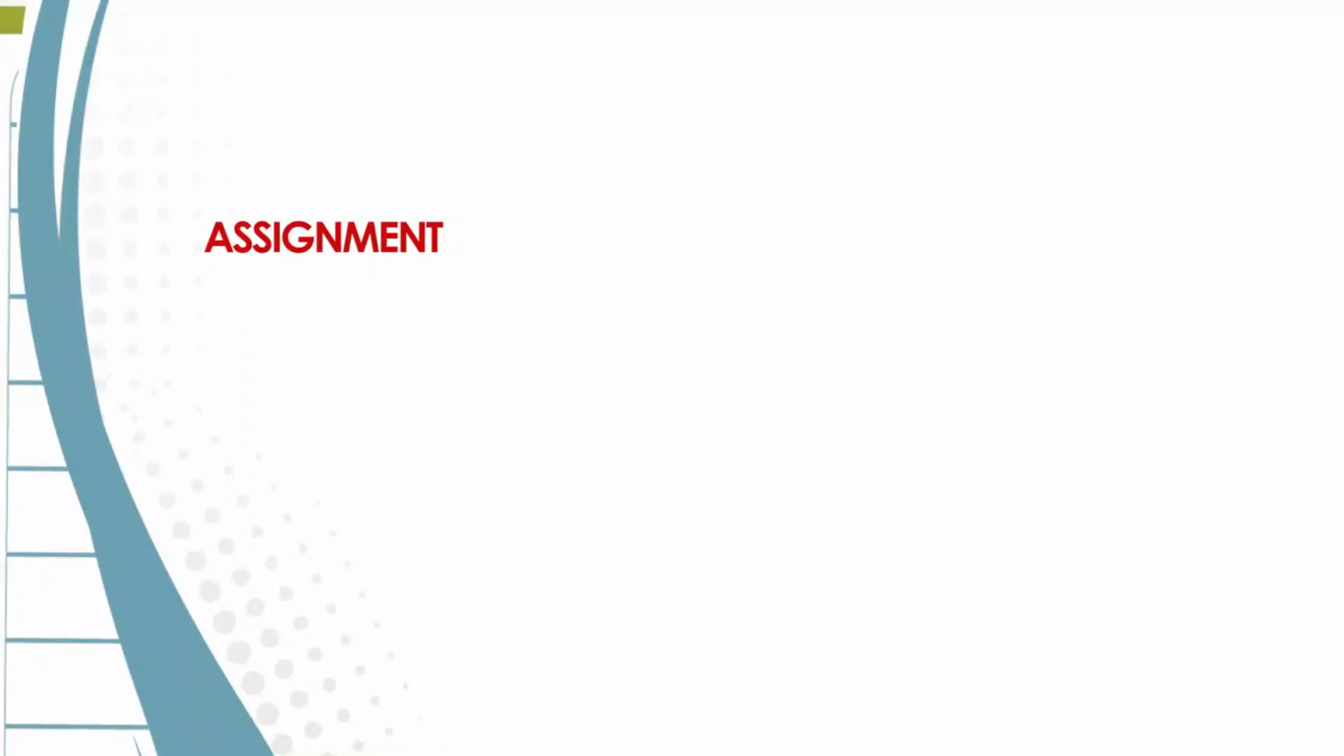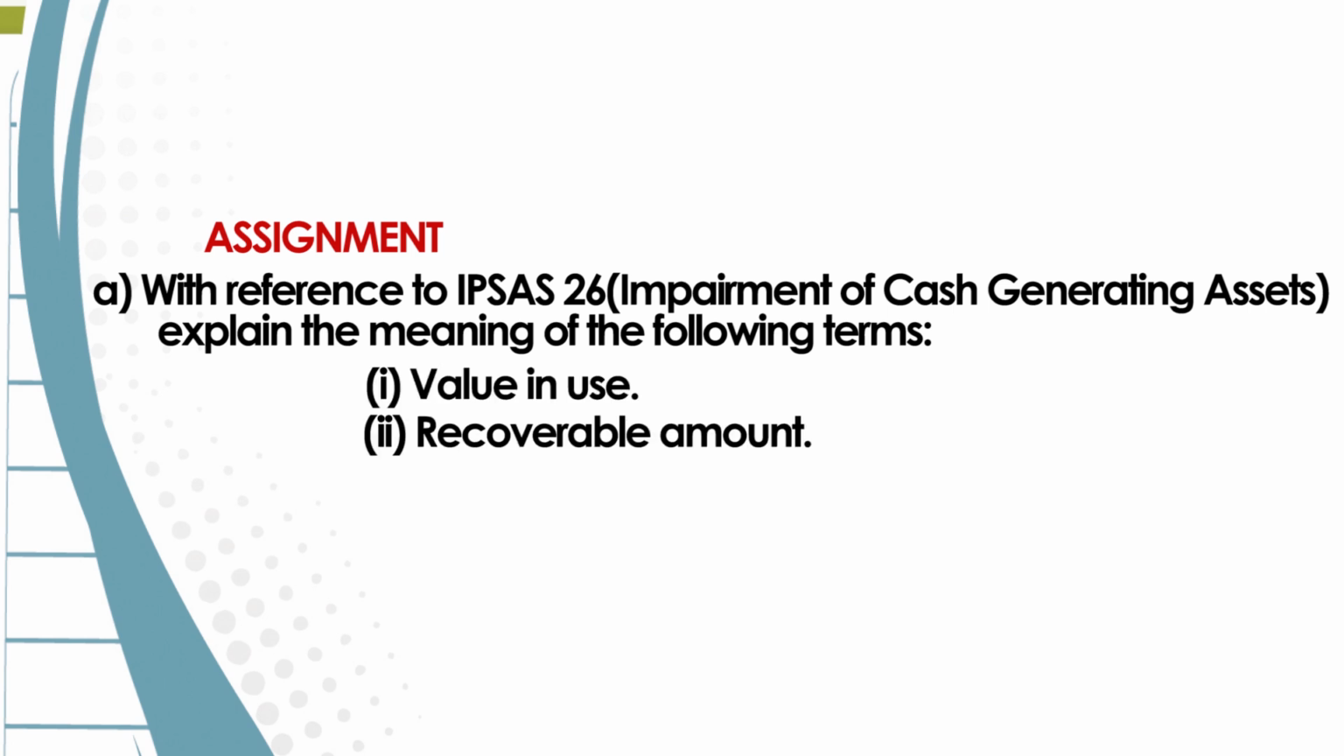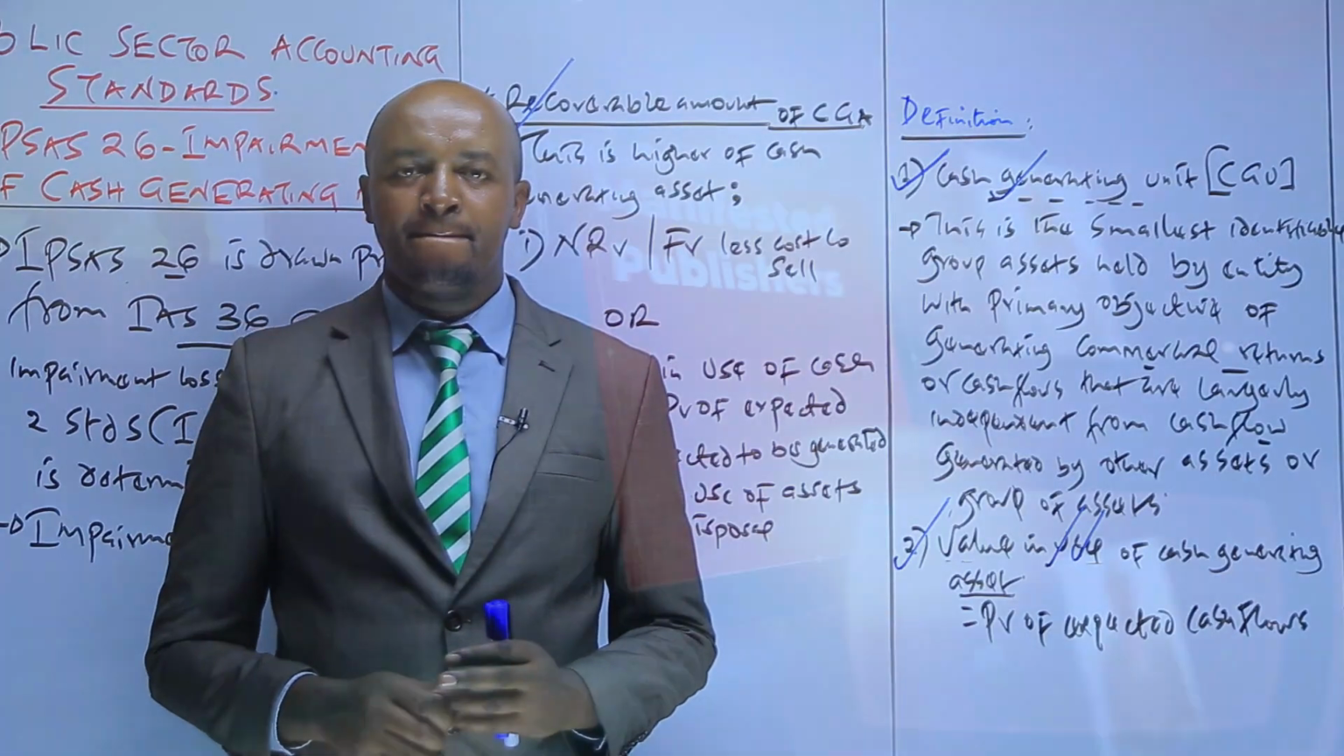So for now, here is today's assignment with reference to IPSAS 26, impairment of cash generating assets. Explain the following terms. Number 1, value in use. Number 2, recoverable amount. And number 3, a cash generating unit. So that is today's assignment. See you in the next session.